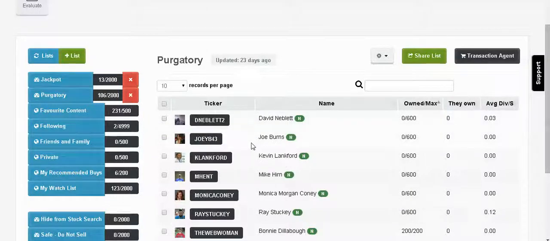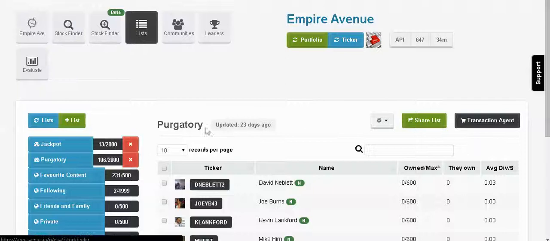And so that's essentially a couple of the stock finder functions that you can use to speed up your purchases and increase the quality of your purchases as well.